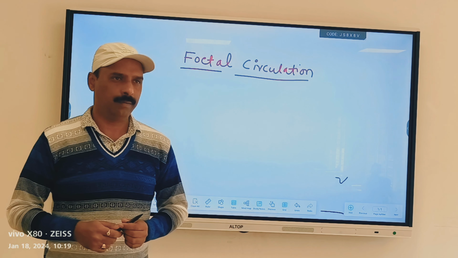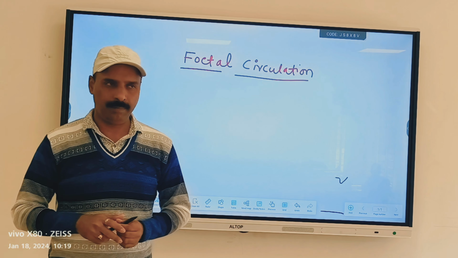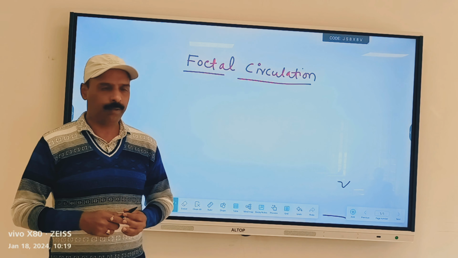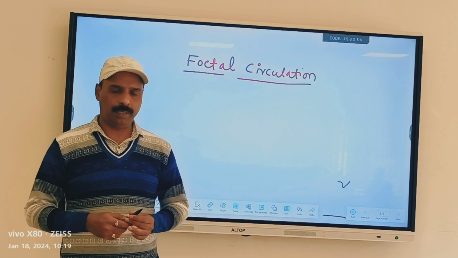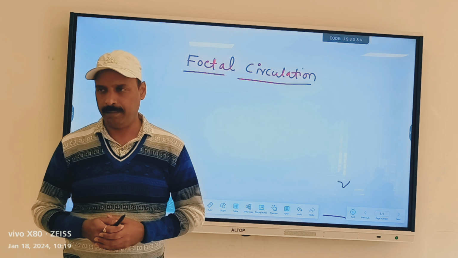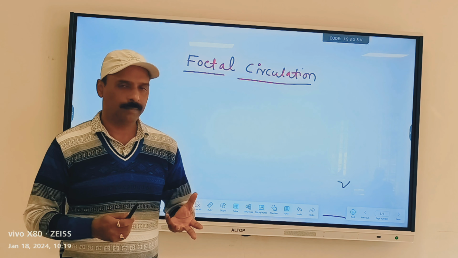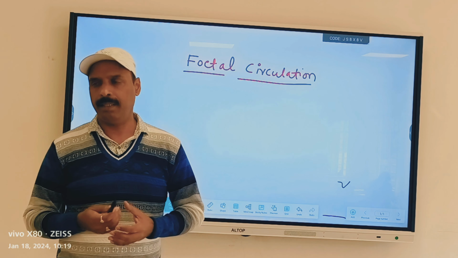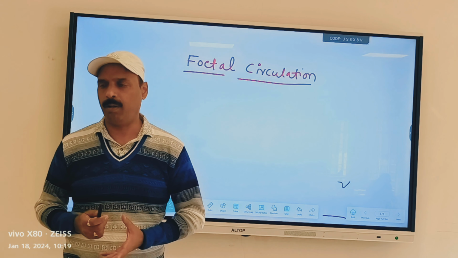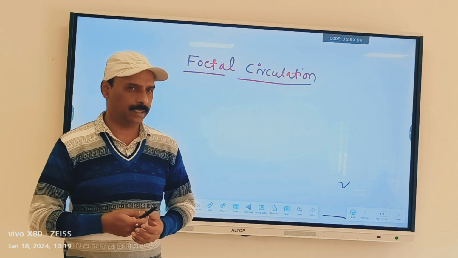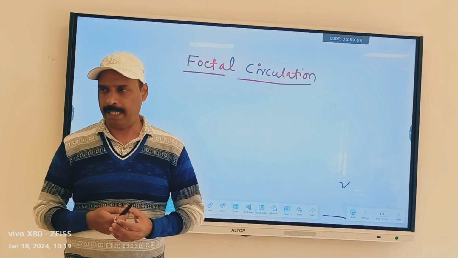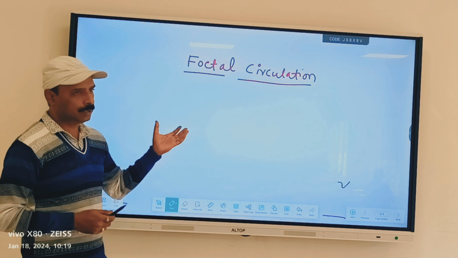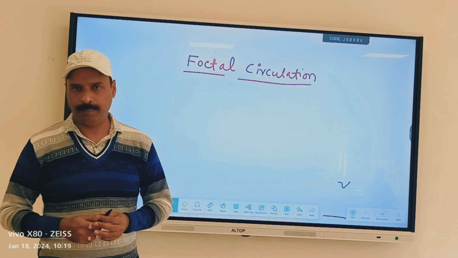Why is it different? When we compare with the systemic circulation, it is different because the lungs are non-functioning; respiration is not there in the fetus, so the lungs are not working. Non-functioning lung is important. Then, whatever oxygenation is done takes place at the placental level; the placenta is the organ where oxygenation takes place, in the mother's placenta.